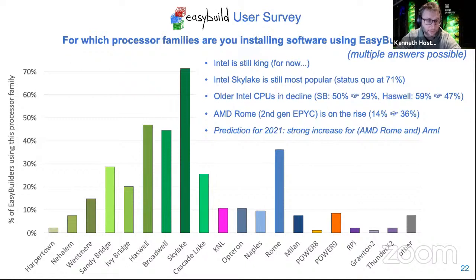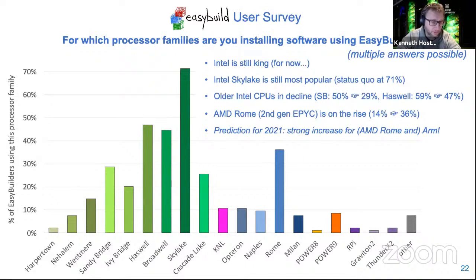So just again, for the fun of it, my prediction for 2021 is that we'll see a strong increase in AMD Rome. So I think it's slowly going to be a good competitor for Intel for several reasons: performance, price, all these things. And we'll probably also see a strong increase for ARM processors. So right now they are barely visible in the plot.